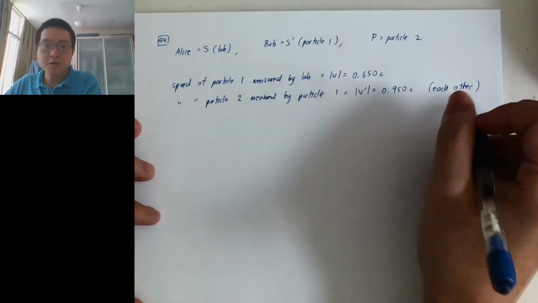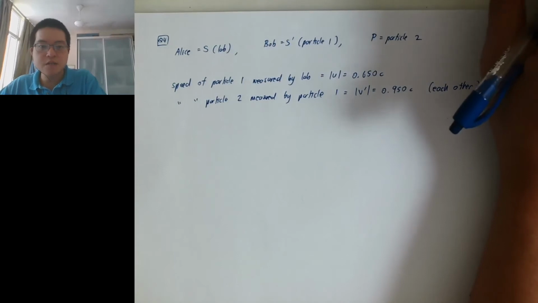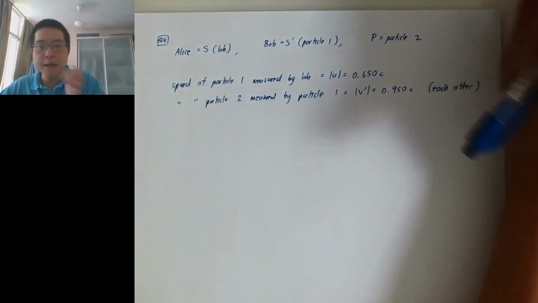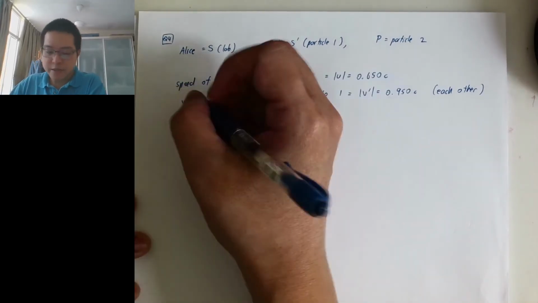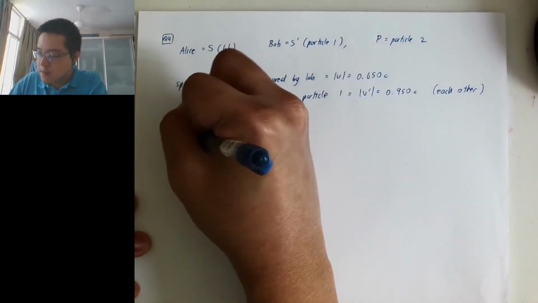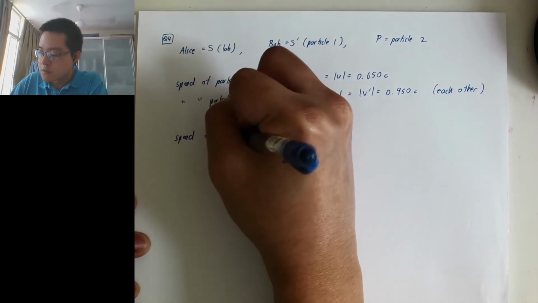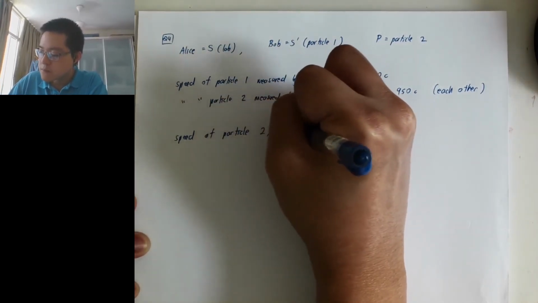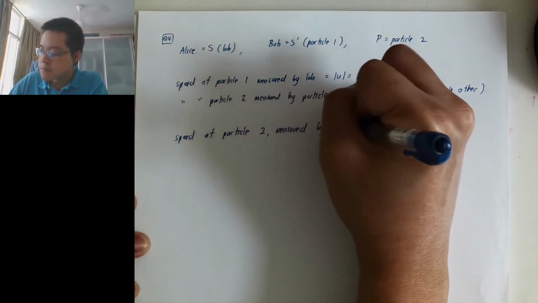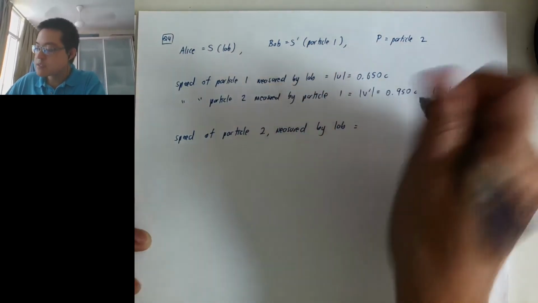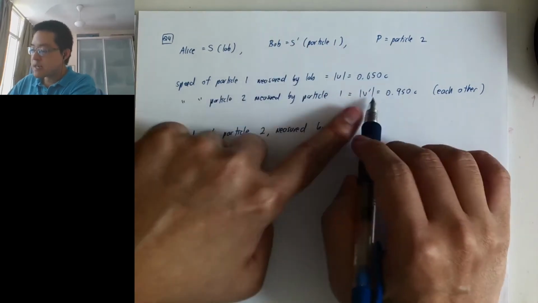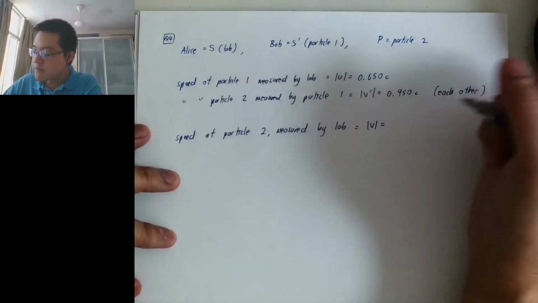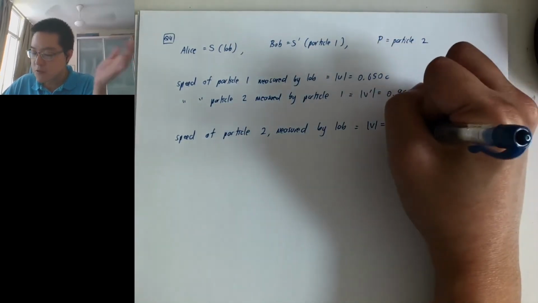What I want to calculate now is, according to the question, the speed of the second particle measured by the lab. So the speed of particle 2 measured by the lab. The speed of particle 1 measured by the lab in the S prime frame is v prime, and measured by the lab it is v without the prime, and we want to calculate this.